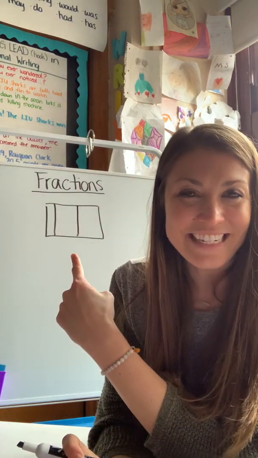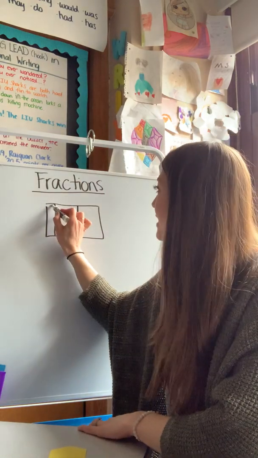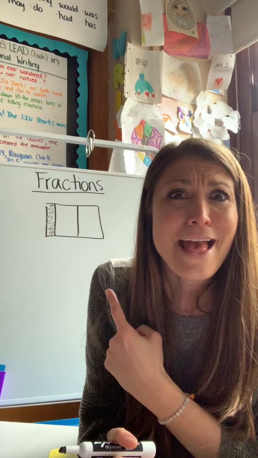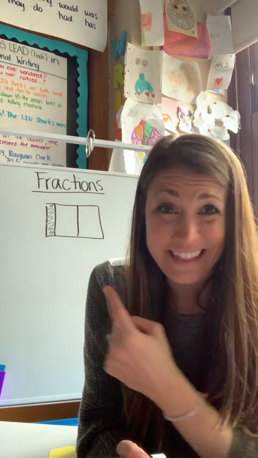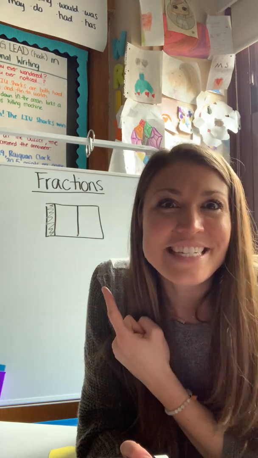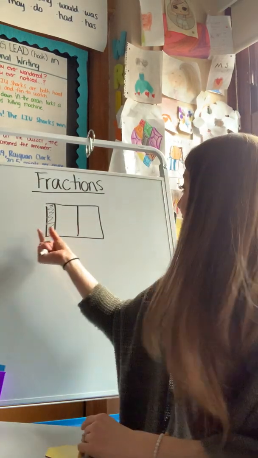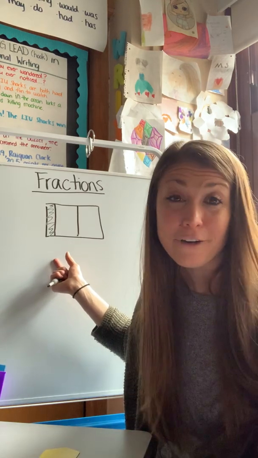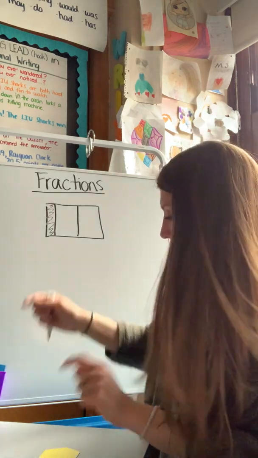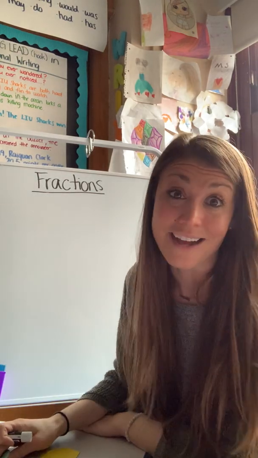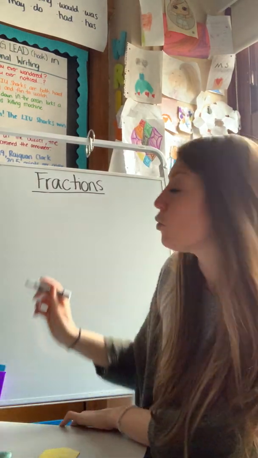Can I have a fraction that looks like this? Can I shade this in? Yes or no? No. Do you know why this is not a fraction? Yeah, because they're not equal. The parts or the pieces are all different sizes. We can't do that. Fractions have to be equal sizes. So I know that that cannot be a fraction. That is not equal parts. Those are not equal parts.